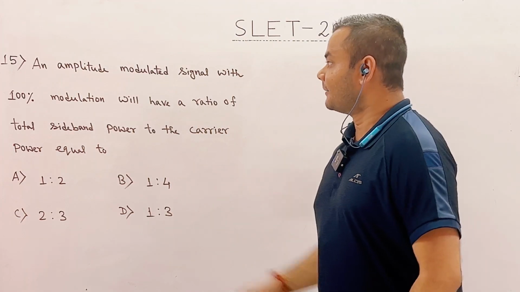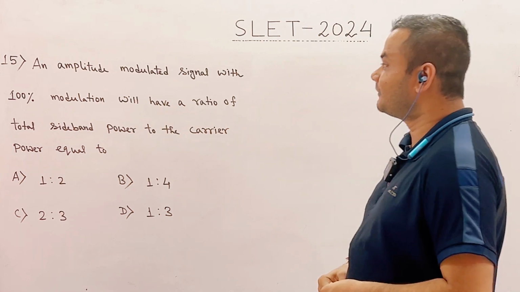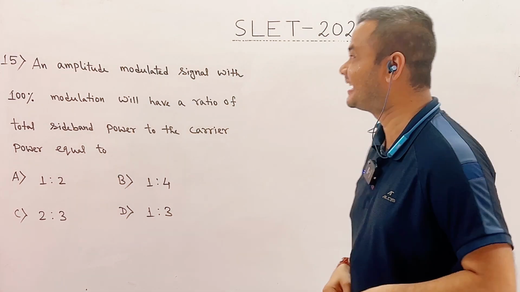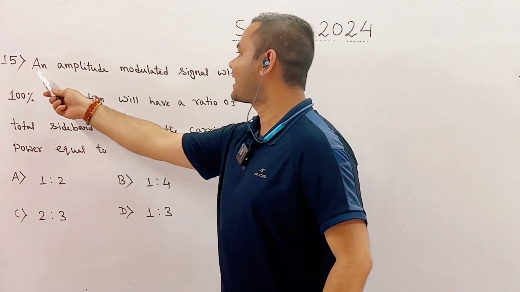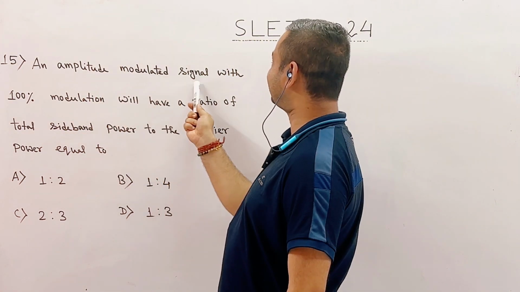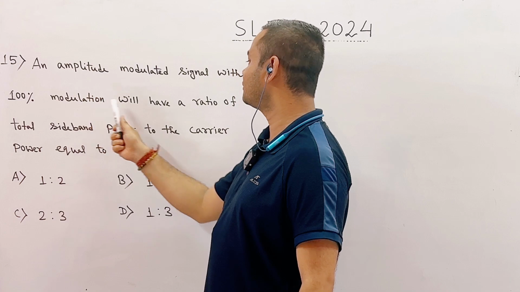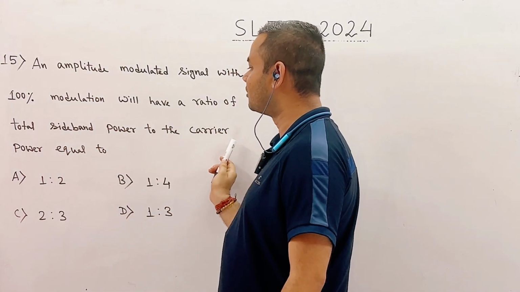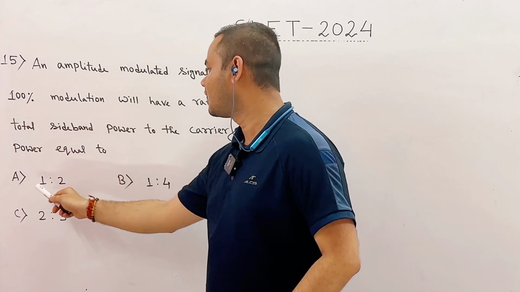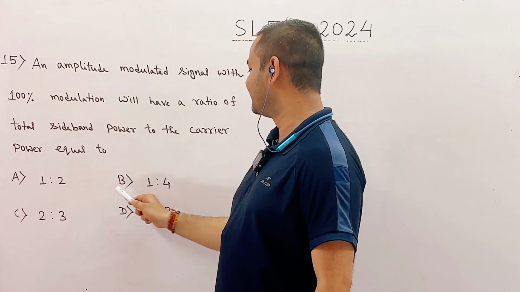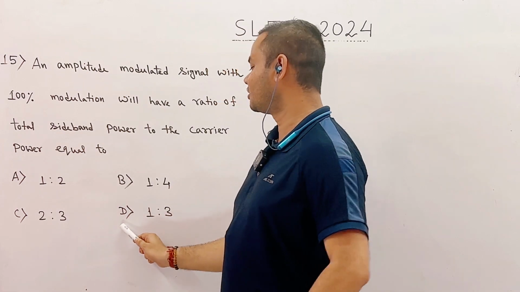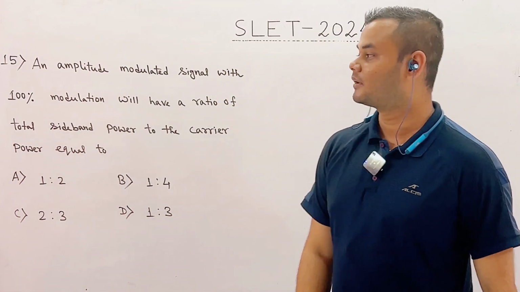Next, problem number 15. This problem number 15 is also asked from electronic communication systems topic, and according to this problem, an amplitude modulated signal with 100% modulation will have a ratio of total sideband power to the carrier power equal to option A 1:2, option B 1:4, option C 2:3, option D 1:3.